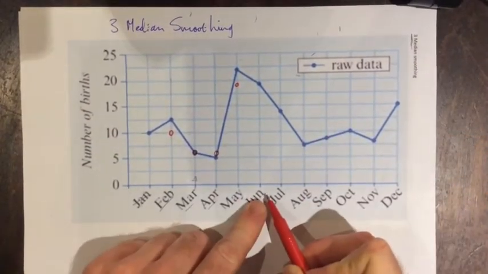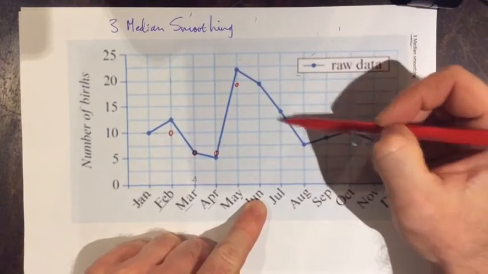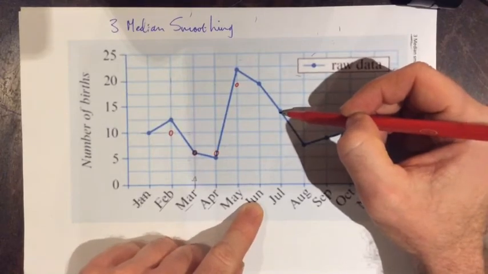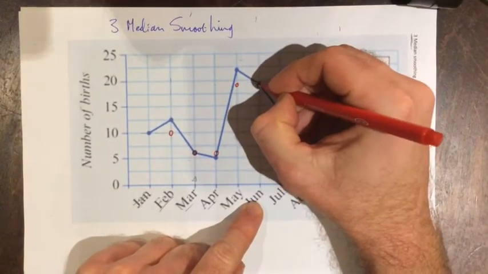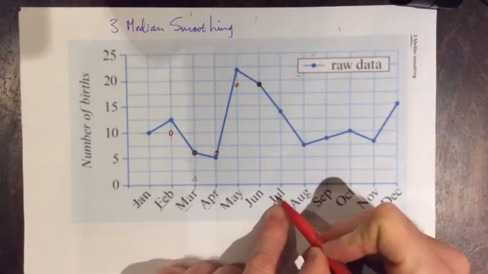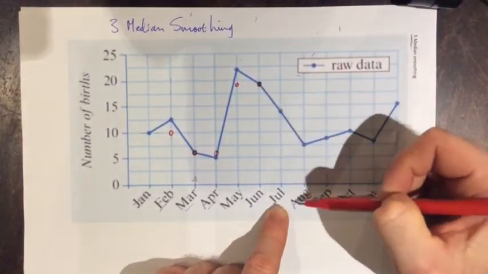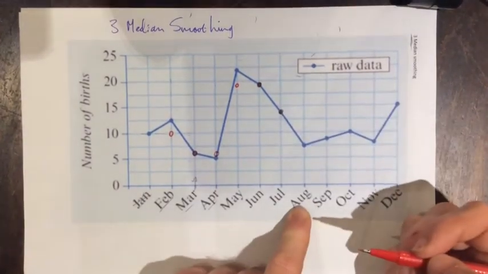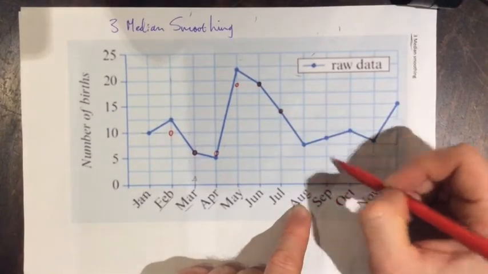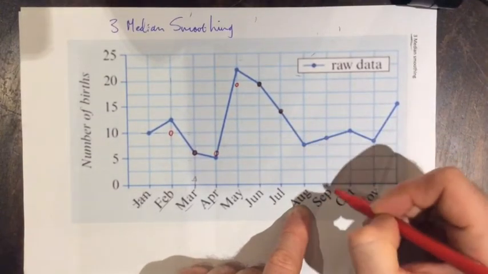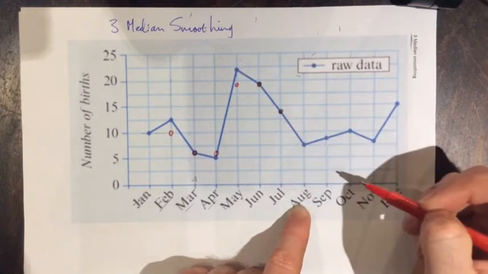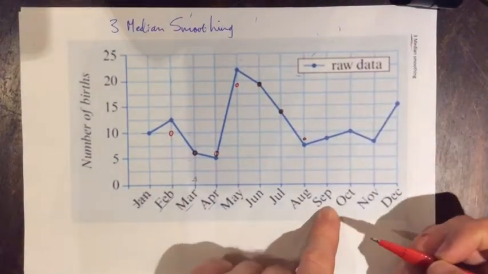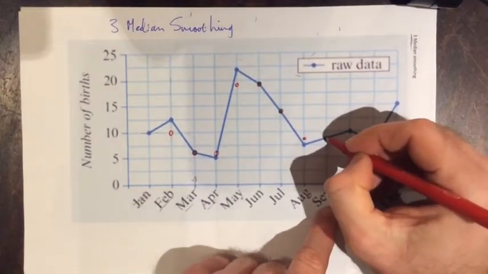We're up to June. Out of these 3 points, May, June, July, May's the highest, July's the lowest. So June is going to dictate that one. For July, we look at June, July, August. July's the middle. Centered on August: July, August, September. This one changes the pattern there for a second. August is the lowest, July's the highest, so September dictates the y-axis. August, September, October: September's the middle of those three.